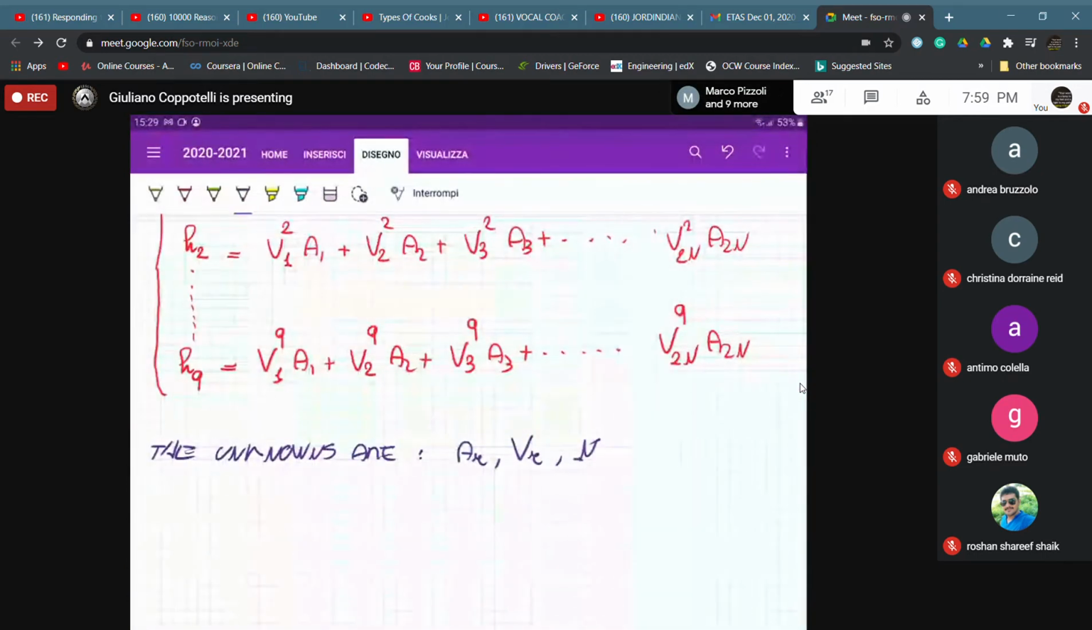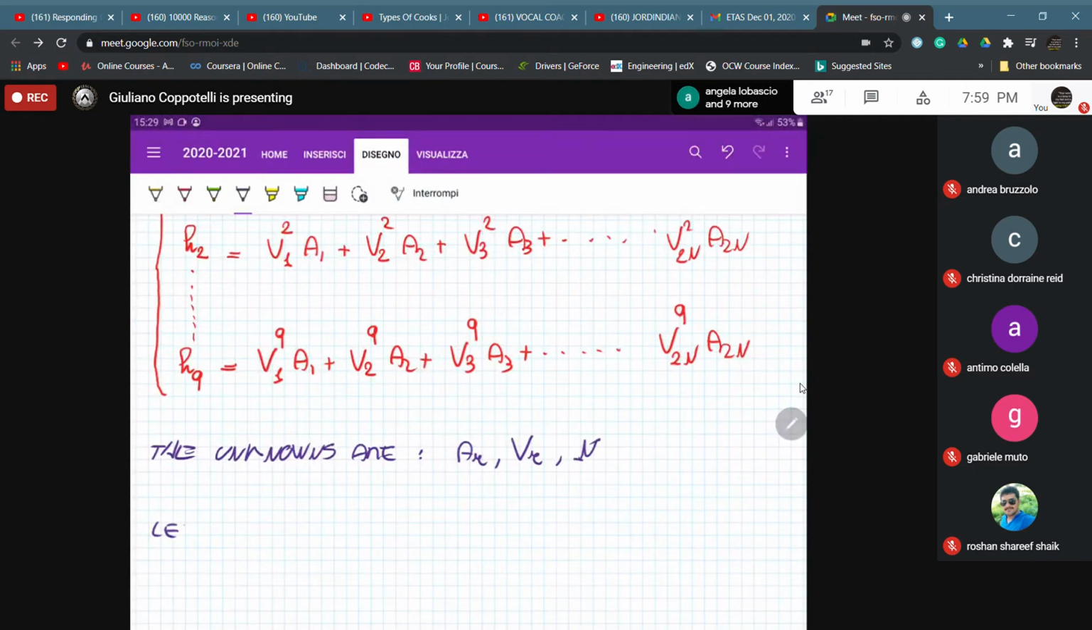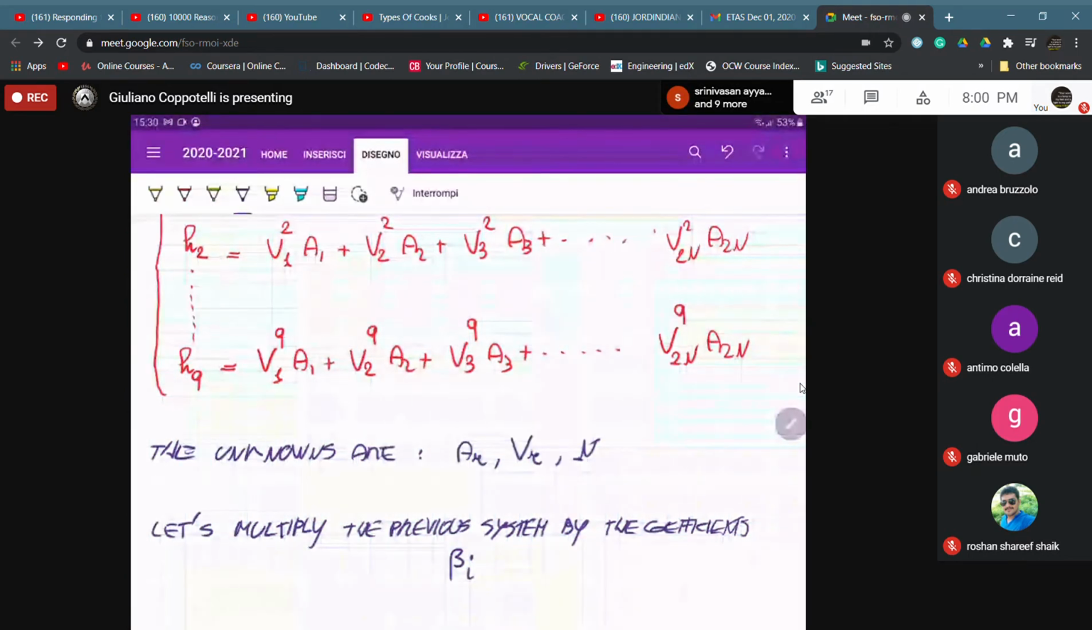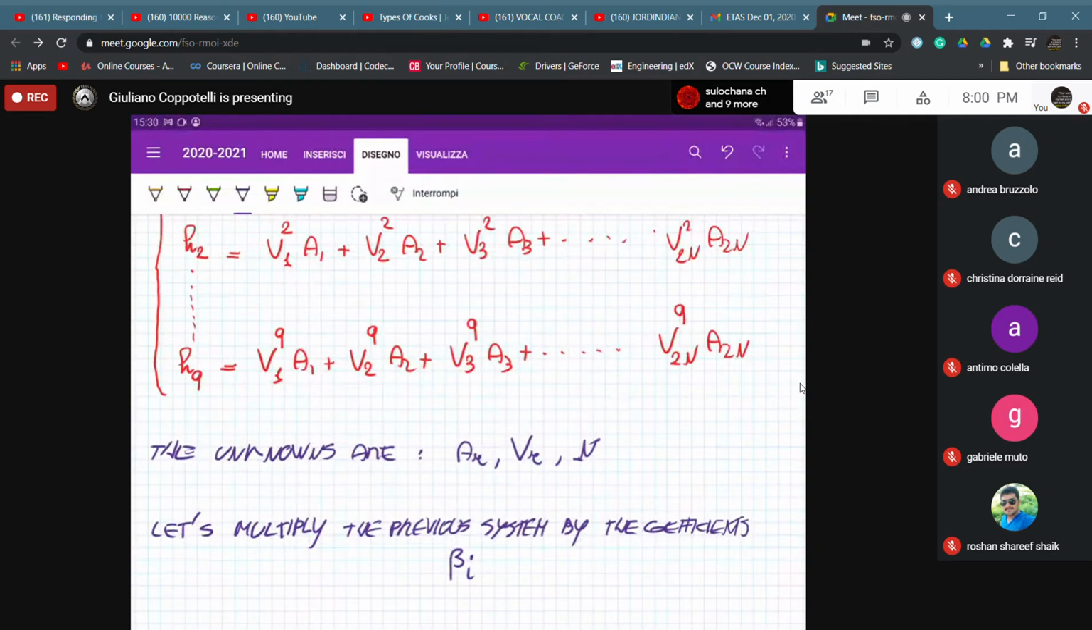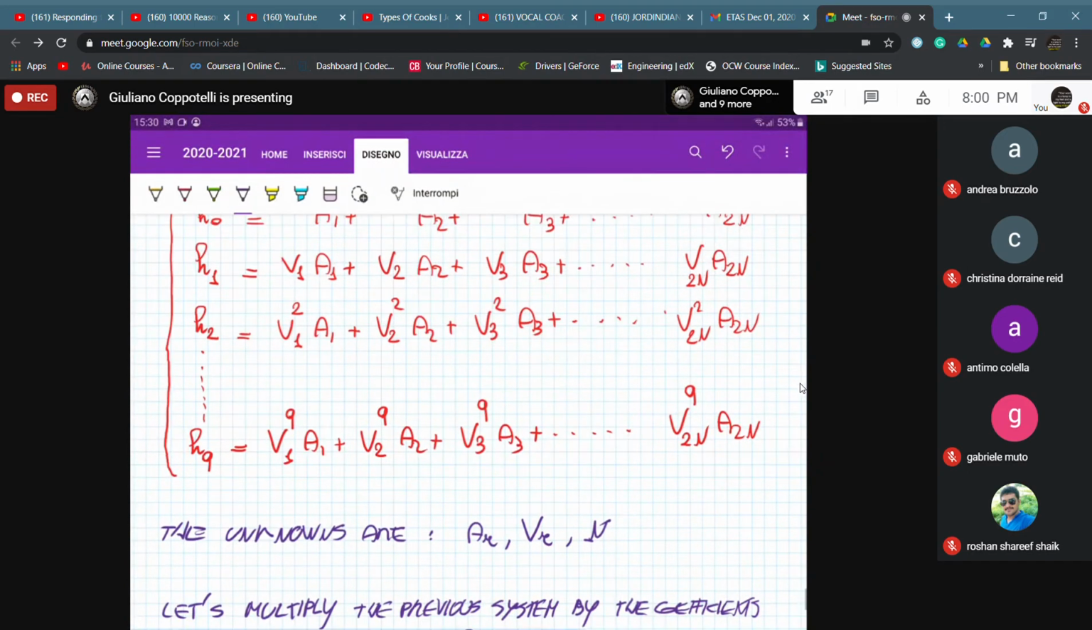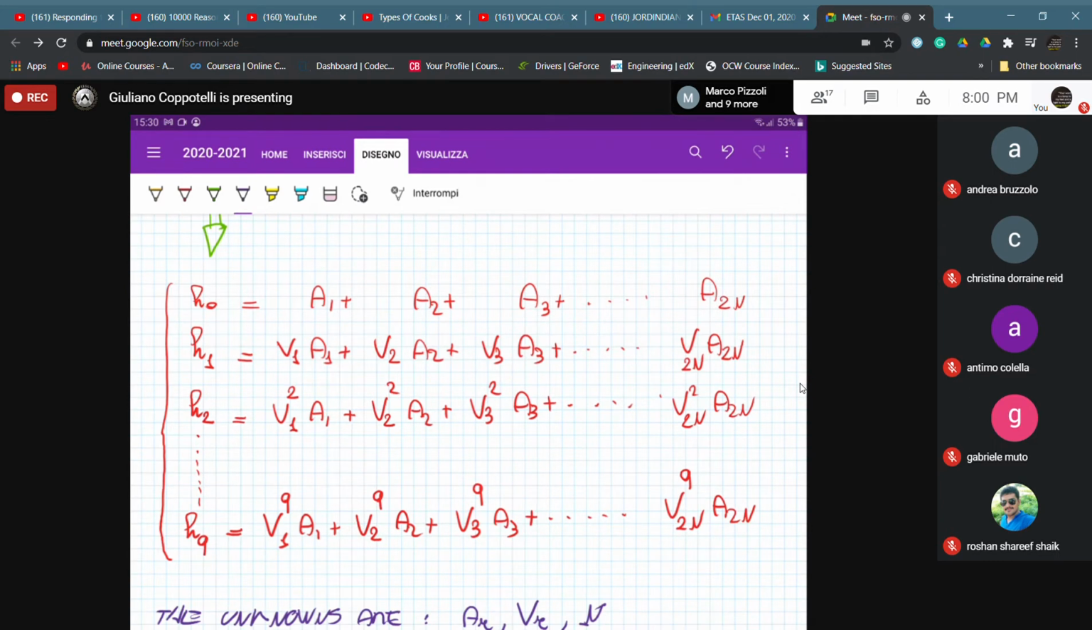So in order to find out these unknowns, let me play with a little algebra. So let's multiply the previous system by some coefficients. These coefficients are beta I. We don't know what they are representing right now, but just let's assume that these are coefficients, beta I. I is, of course, the index of my time sampling, okay? So by multiplying this equation, it means that we have to multiply both sides first, the left-hand side and right-hand side terms of this system of equations.